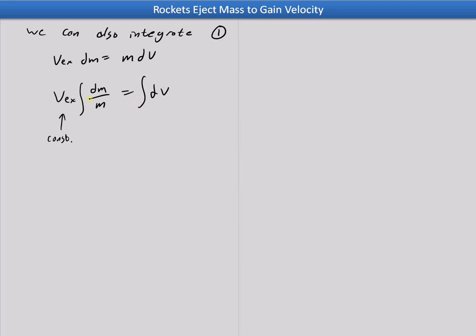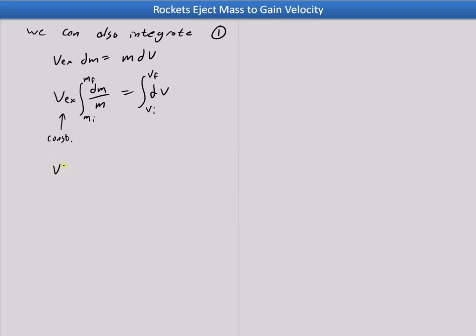When you integrate both sides of an equation, the limits have to be consistent. So, for example, on the left-hand side, we go from the initial mass of our rocket to the final mass, which is generally going to be less mass. The mass is going to be decreasing. And on the right-hand side, we have some initial velocity when we have the initial mass, and then we have a final velocity when we have the final mass.